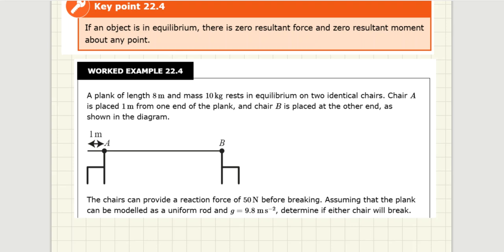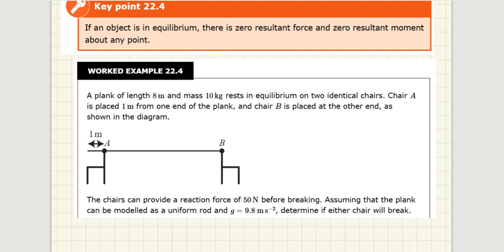So what's going to happen? It says the chairs can provide a reaction force of 50 Newtons before breaking. Assuming that the plank can be modelled as a uniform rod, and g is 9.8, determine if either chair will break. So when will a chair break? When it's 50. If the reaction force of the chair is greater than 50 Newtons, the chair is going to break.